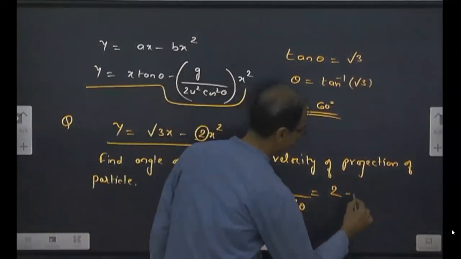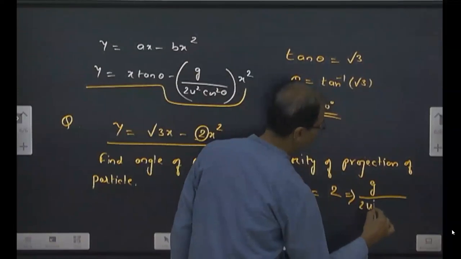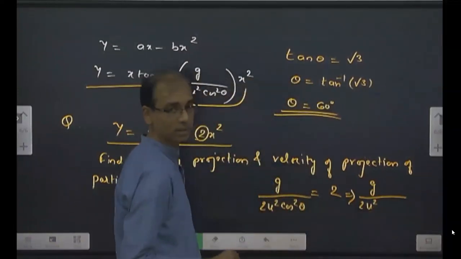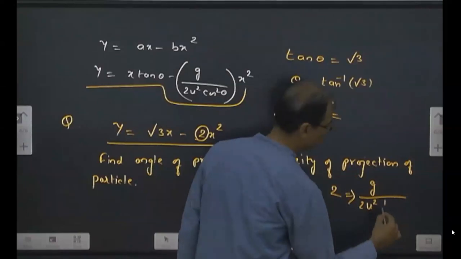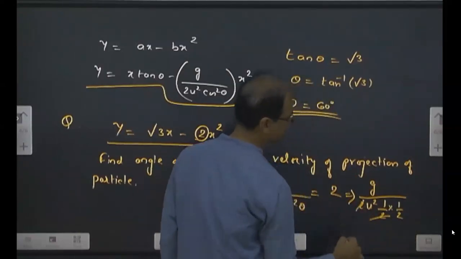So g by 2u square cos square 60, that means 1 by 2 whole square, that means 1 by 2 into 1 by 2. 2 and 2 get cancelled.